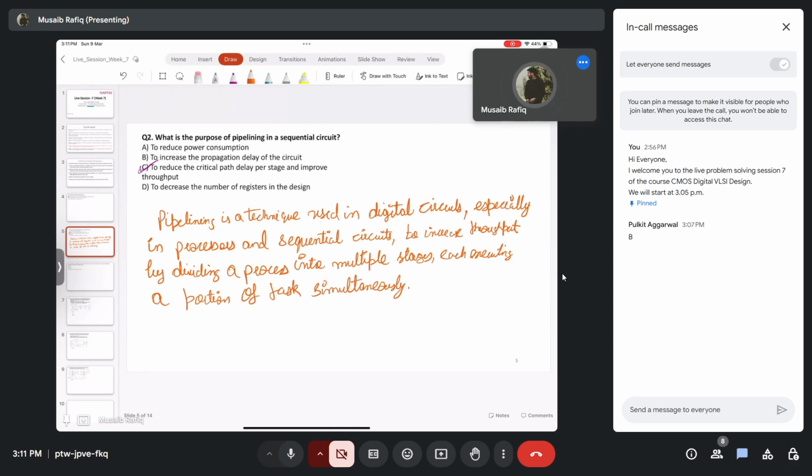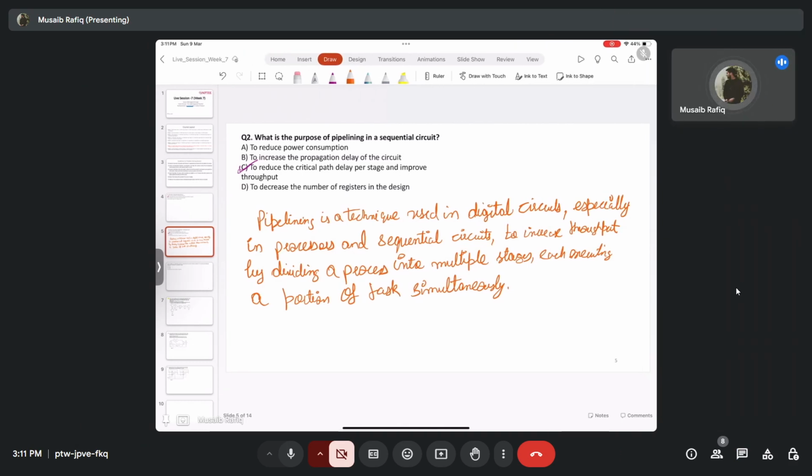So I will read what pipelining is. Pipelining is a technique used in digital circuits, especially in processors and sequential circuits, to increase throughput by dividing a process into multiple stages, each executing a portion of the task simultaneously. Pipelining is simply inspired by the assembly line.